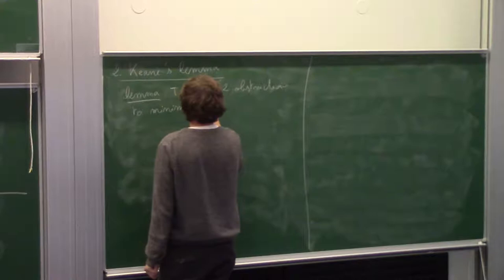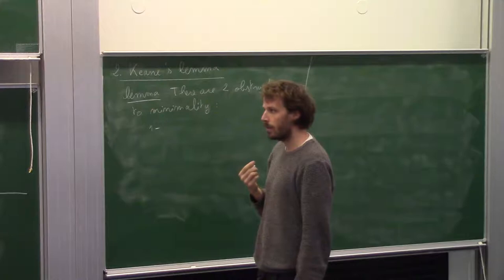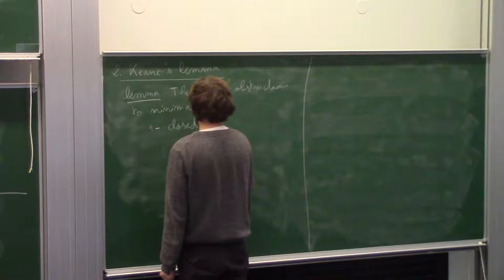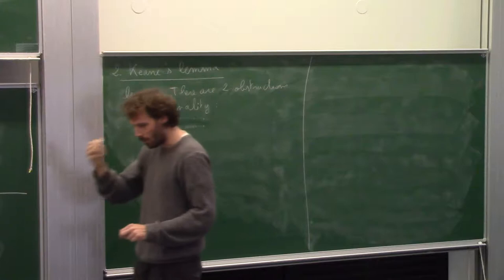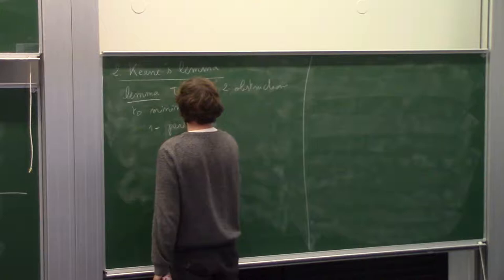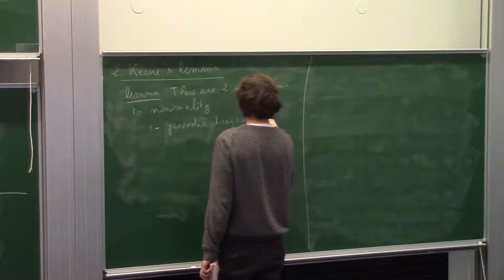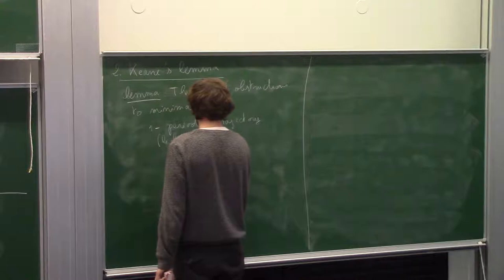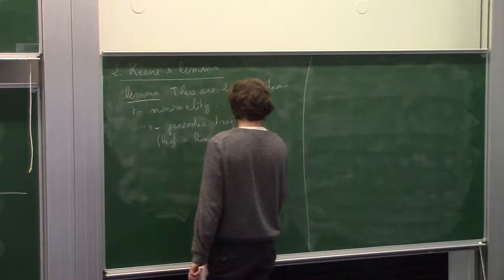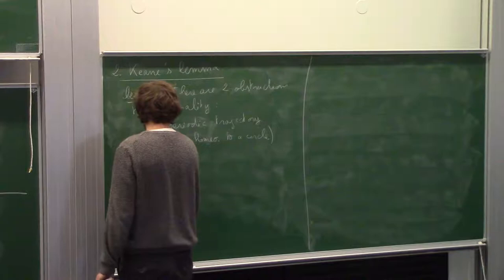The first one is if you have a closed, a periodic trajectory. In terms of foliation, it would be just a leaf that is a circle. So in terms of foliation, that is to say that the leaf is homeomorphic to a circle. And if you have such a thing, actually, in the surface, what you will see is a bunch of periodic ones.